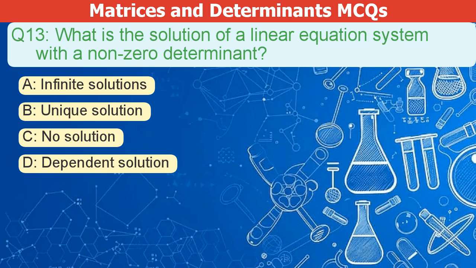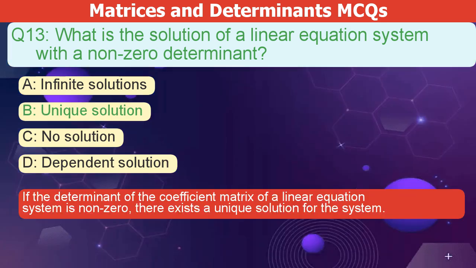C. Unique solution. C. No solution. D. Dependent solution. The correct answer is B.